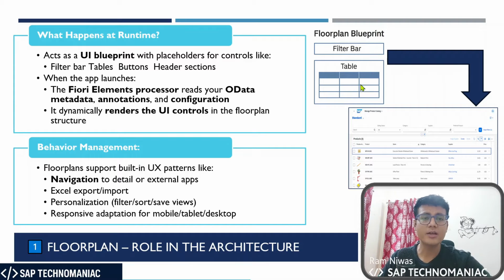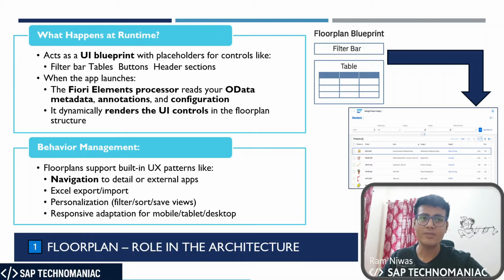In this blueprint, there is space for all the UI elements which are going to be rendered. For example, we have the filter bar section where all the filters will be rendered. We have the body section where the table will be rendered. In this Floorplan, we already have all the buttons and the navigation buttons pre-built.